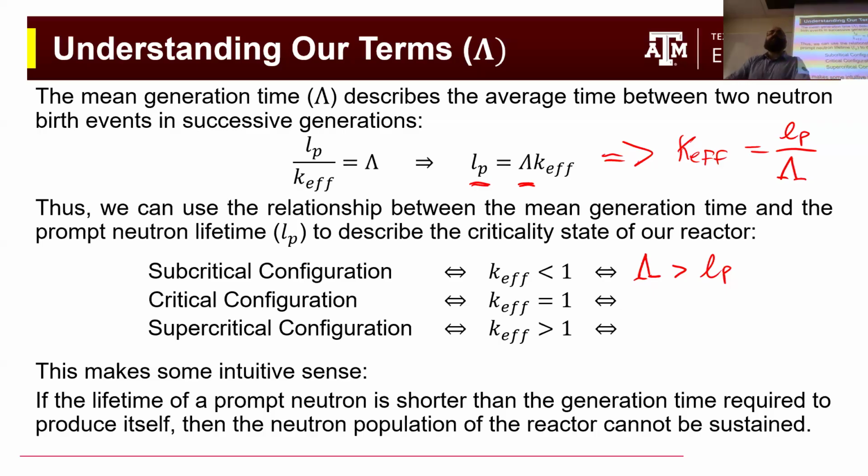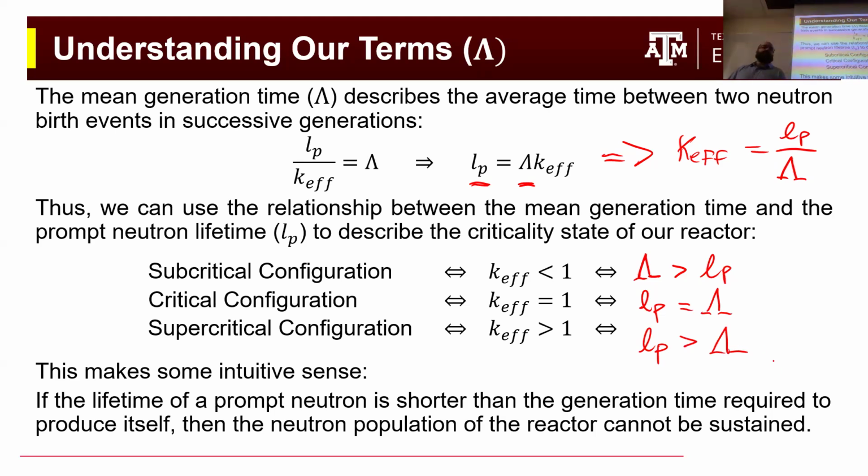How about if it's critical? How about if K is equal to one? How do LP and big lambda compare? They're equal, right? They have to be the same. If K is one, then these two are the same. So LP is equal to big lambda if we have a critical configuration. And then obviously if it's supercritical, that means K effective is greater than one, so the prompt neutron lifetime is going to be bigger than the mean generation time.